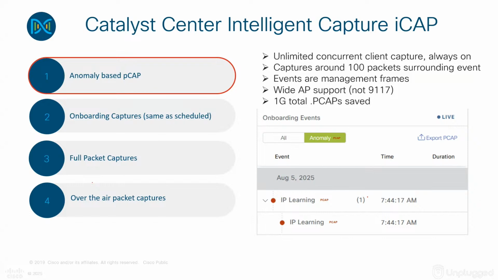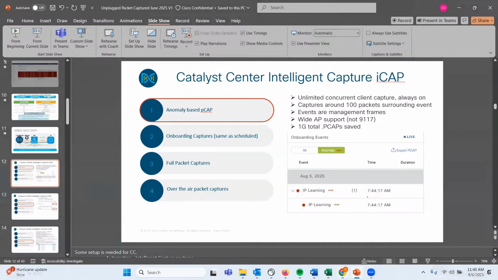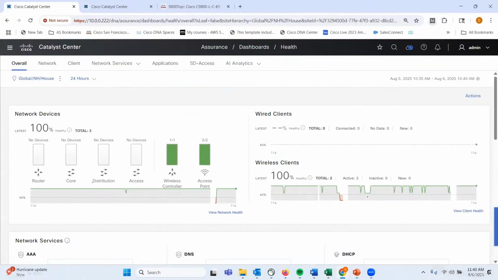And you can see I've got a little diagram here that shows IP learning. There's a PCAP icon next to that, which means that the AP automatically captured some packets, and we allow you to view those. So I'm going to jump out of this presentation and take a look at Catalyst Center to give you a little bit more insight into this.